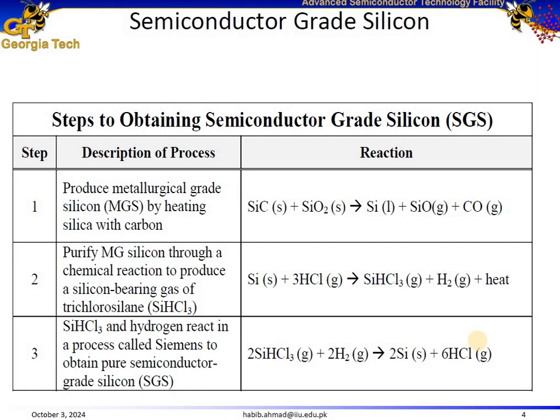So basically, this process involves first the reduction of silicon dioxide to form metallurgical grade silicon, which is 98% pure. Second, chlorination of the metallurgical grade silicon to form trichlorosilane. And third, deposition of pure silicon through the Siemens process, achieving the high purity silicon required for semiconductor. Each step plays a crucial role in purifying silicon for electronic applications.